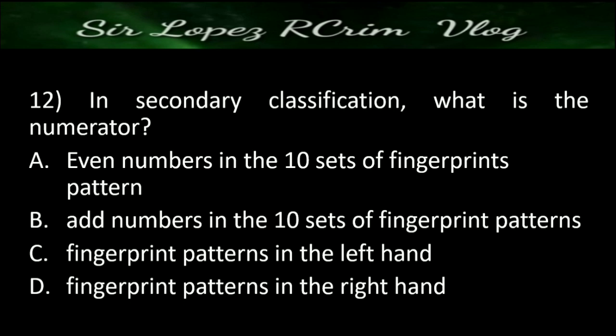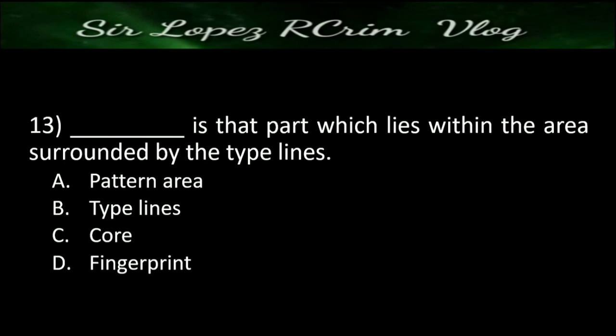Number 13. Blank is that part which lies within the area surrounded by the type lines. Letter A, pattern area. Letter B, type lines. Letter C, core. Or letter D, fingerprint.